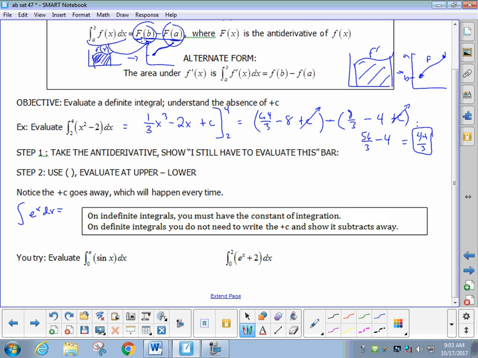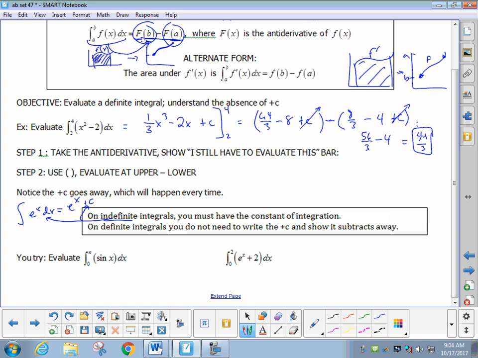You just take the antiderivative and you say, all right, the original function could have had a constant there that went away when I took the derivative. That's an indefinite integral. When you do an indefinite integral, you should have the plus C, because you don't know what happened to it when you took the derivative, so it needs to be there.